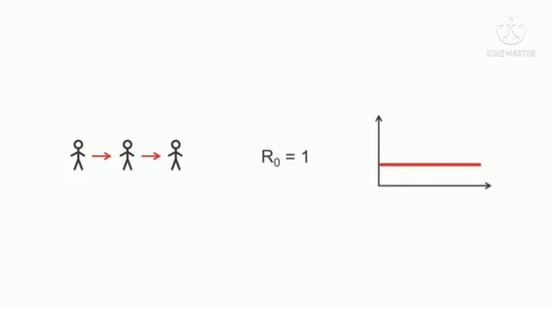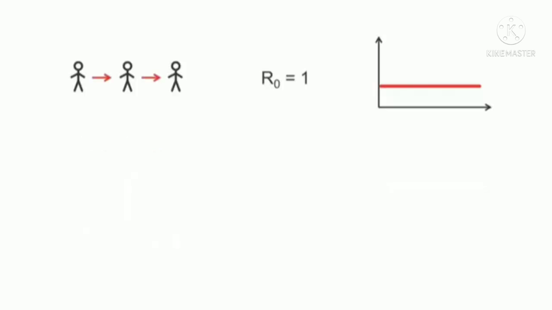So let's take an arbitrary population and say that this guy has the disease and transmits it to this guy over here. And this guy transmits it to that guy. So on average, one case gives the disease to one other person. So R0 is equal to 1. In a scenario where R0 is equal to 1, the population of infected individuals stays constant.